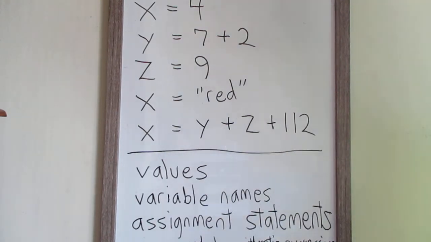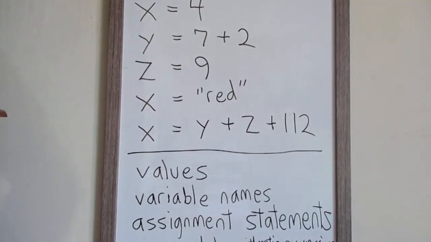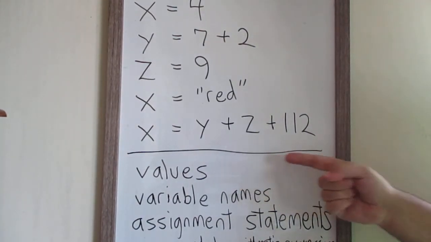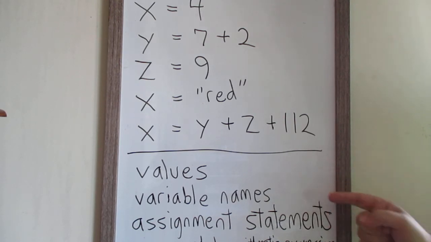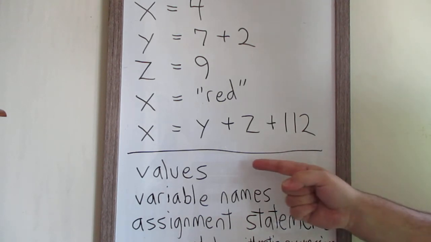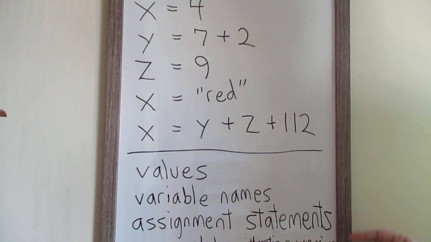This talk in applied computer science is about values, variable names, and assignment statements. It's the first stuff you would learn when beginning computer programming in applied computer science. You would begin with learning about values, variable names, and assignment statements, and also arithmetic expressions. You can put an arithmetic expression wherever you put a single value in the computer code because an arithmetic expression computes to a single value.